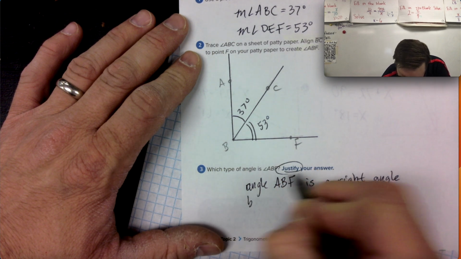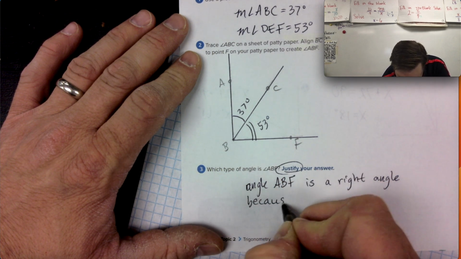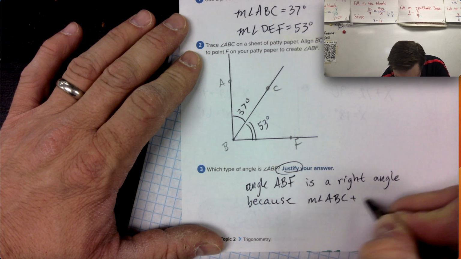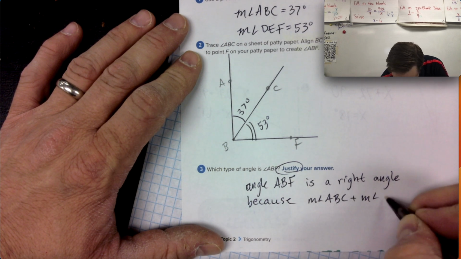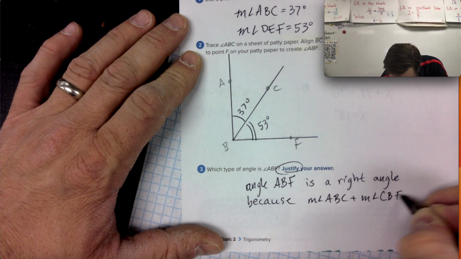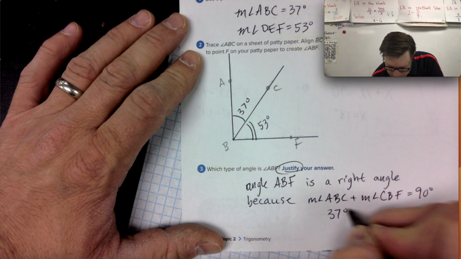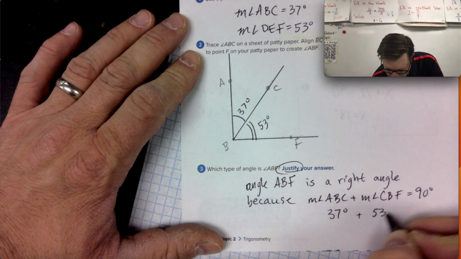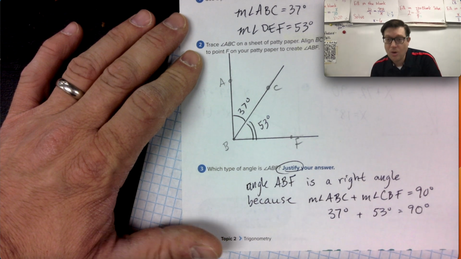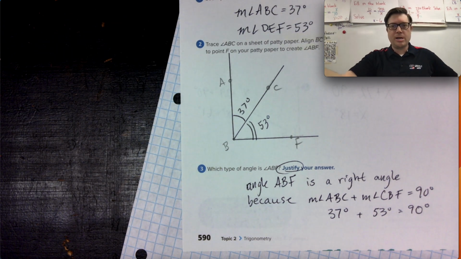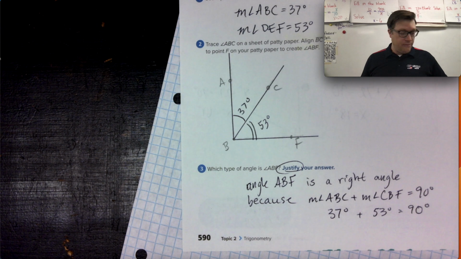Because, right, justify your answer. So because the measure of angle ABC plus the measure of angle CBF is 90 degrees. In that, 37 plus 53 equals 90. All that's visible. They set us up on this question. Of course it's going to be complementary angles. That's the title of the lesson.